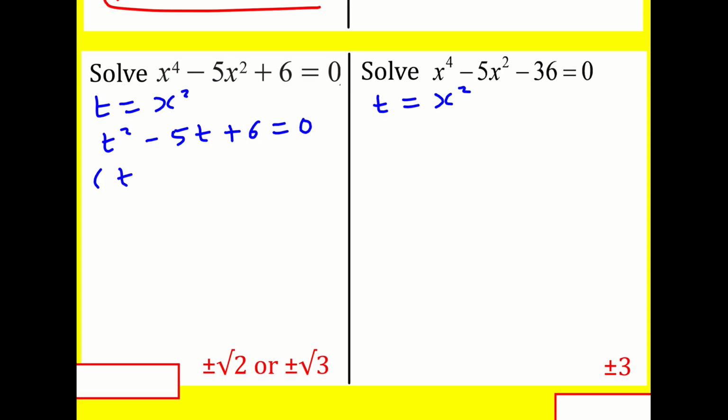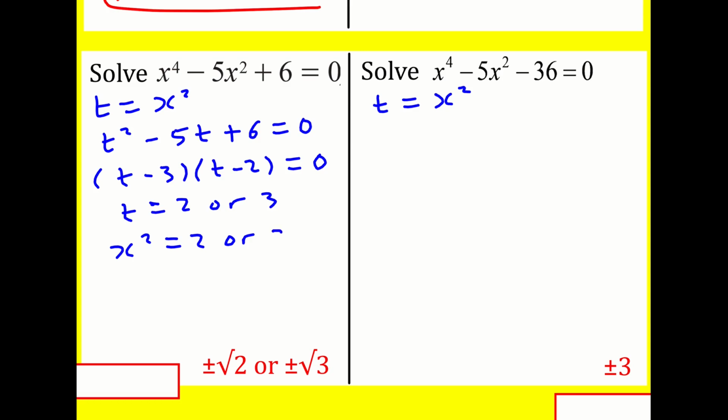That's going to become t minus 3 and t minus 2. So t equals 2 or 3. Now remember, that is equal to x squared. So get x back in there. And from that, we can take the square root, but just remember to include the plus or minus. So 4 answers here. We don't get 4 answers for this second one, so let's see why.